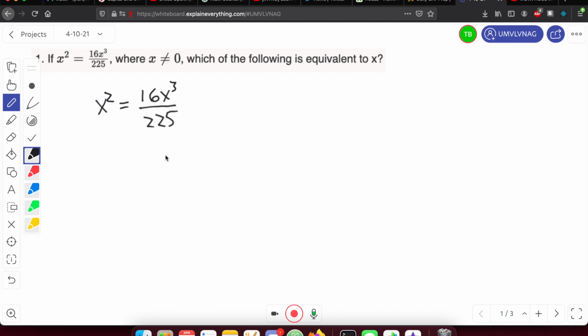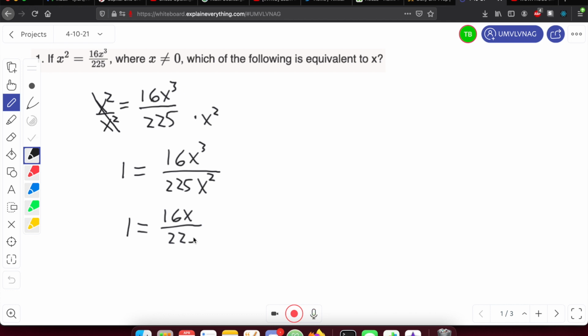There are a couple different ways we could do this. We're going to start by dividing both sides by x squared. These will cancel. This gives us 1 is equal to 16x cubed divided by 225x squared. When we divide like bases, we subtract the exponents. So we can rewrite this as 1 equals 16x divided by 225.